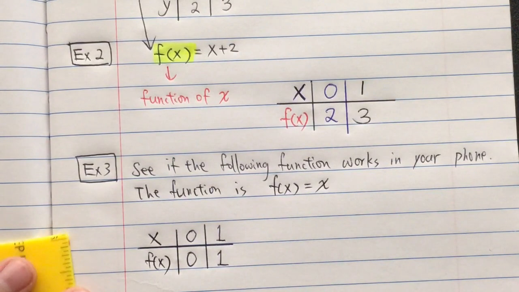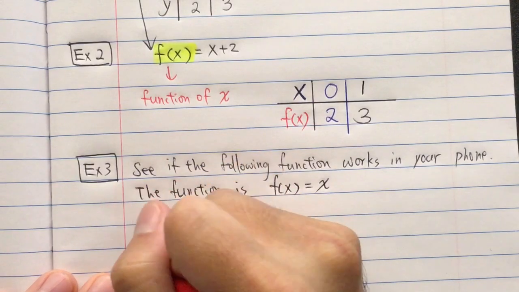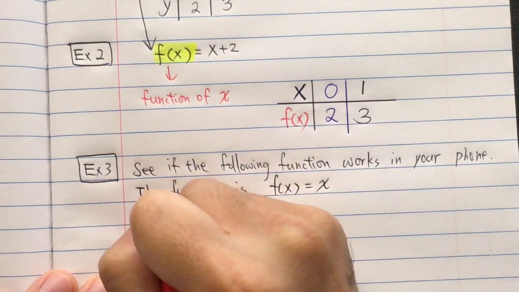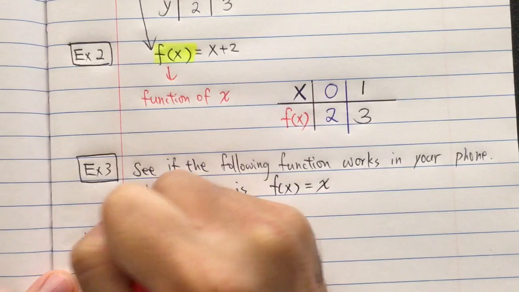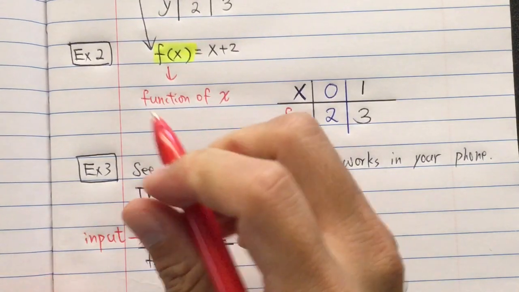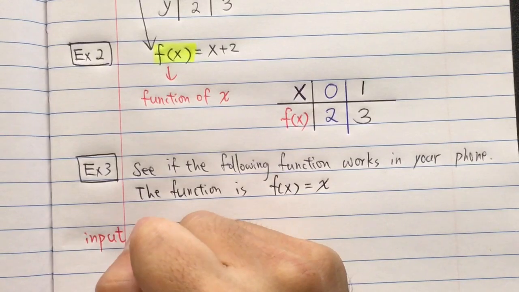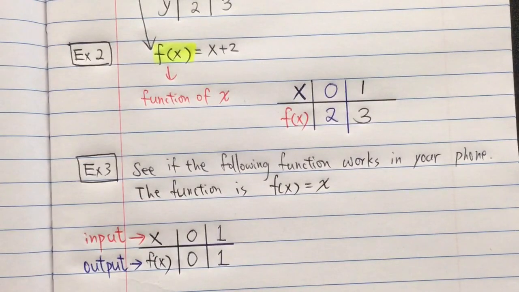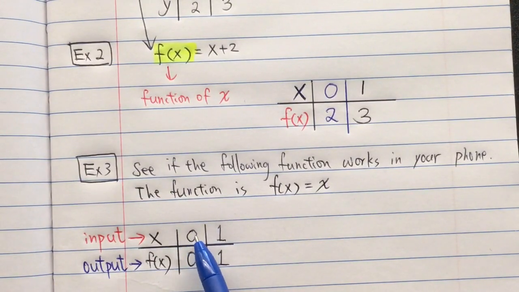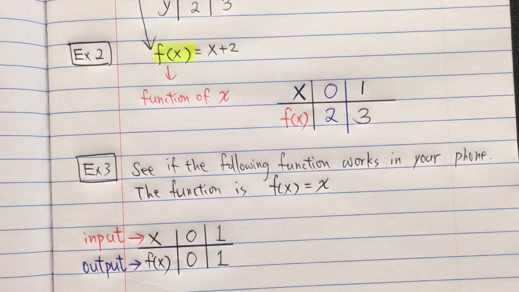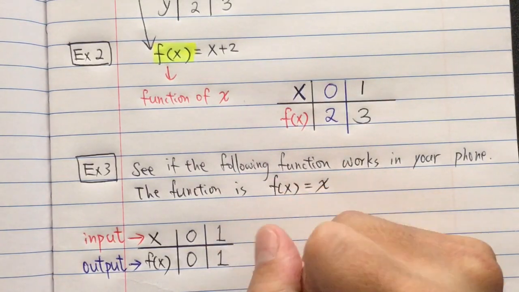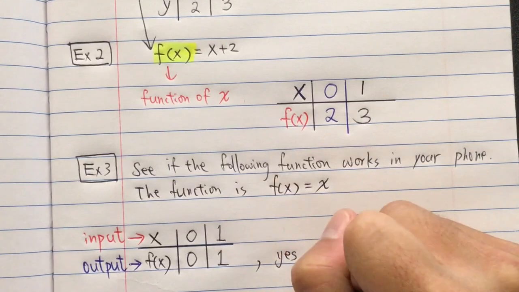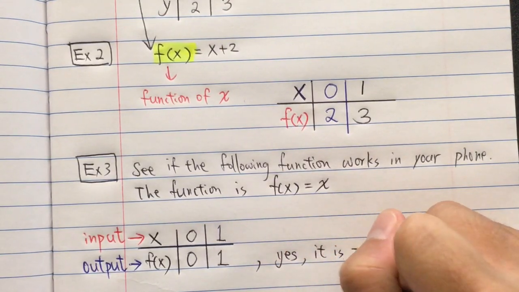Do you think this is a good function? Again, what does it mean? I can say x is the input. Please use a red pen: this is input. And f of x, I want to use blue: this is output. In your phone, if you input 0, the output is 0, and if you input 1, the output is 1. Is this a good phone? Yes, it is. This is a good phone.